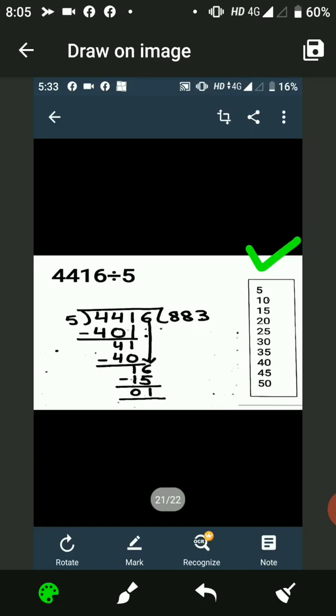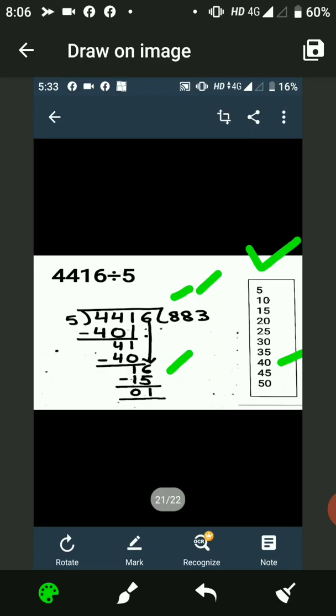Now see, 4 is smaller than 5. So I will take 44. Now see which number is closer to and smaller than 44. That is 40. So I will write 40 here. 44 minus 40, what comes? 4. So I will take 1 from up. Now here comes 8 and again 8 comes. 41 minus 40, what comes? 1. So I will write 1 and take 6 from up. Now 16 minus 15, what comes? 1, and here comes 3.